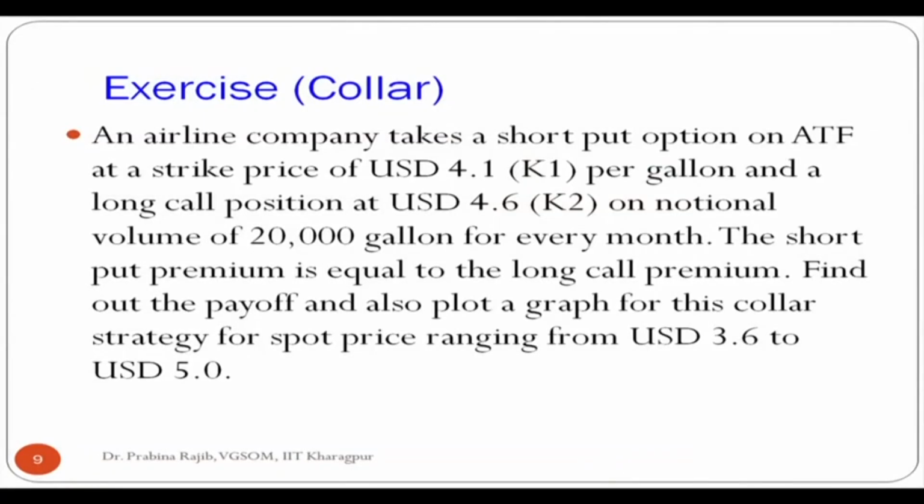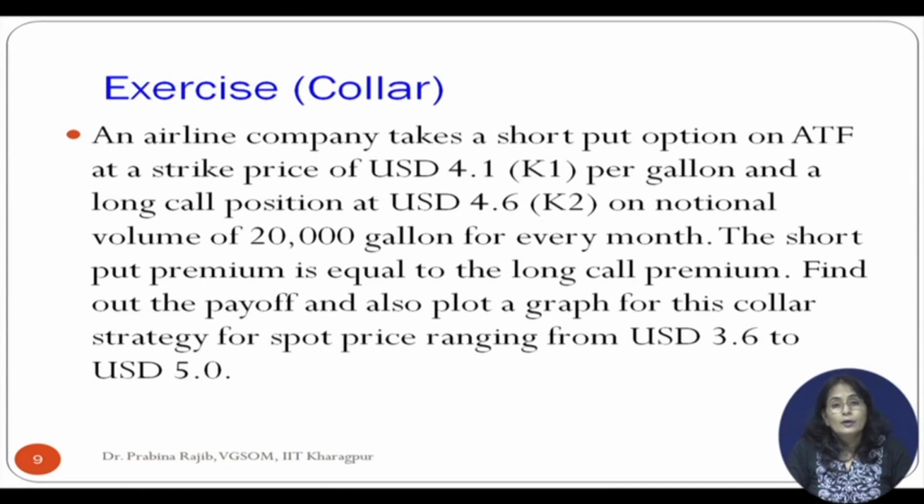This is another exercise I have given to you. You have an airline company which is fearing that ATF is going to go up, and it enters into a long call position and simultaneously enters into a short put position. So the long call position is at US dollar 4.6 per gallon, and you have a short put position at an exercise price of $4.1 per gallon, and the notional volume is 20,000 gallons every month.